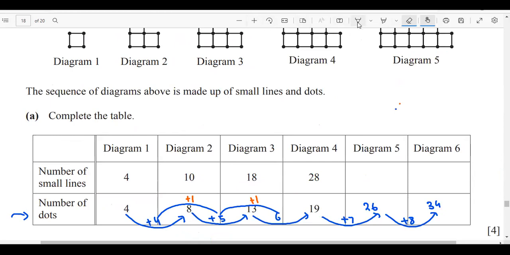Right. The nth term formula for the number of dots. That is the question right now. Please do it and tell me the value. The method would be same.